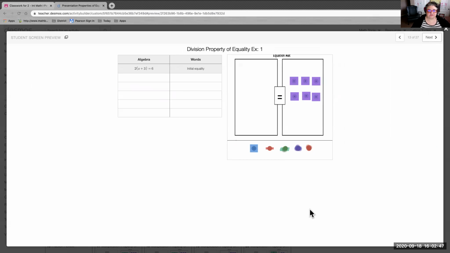Okay, so now we're going to look at the division property of equality. This is example 1. For this example, I wanted to make sure you had an understanding of what happens when you have parentheses. Remember, parentheses means groups, okay? It does not mean multiply, okay?